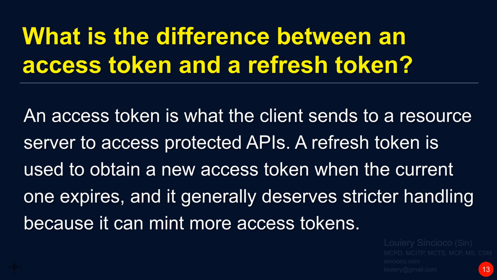What is the difference between an access token and a refresh token? An access token is what the client sends to a resource server to access protected APIs. A refresh token is used to obtain a new access token when the current one expires, and it generally deserves stricter handling because it can mint more access tokens.